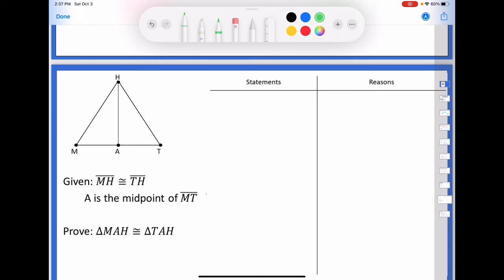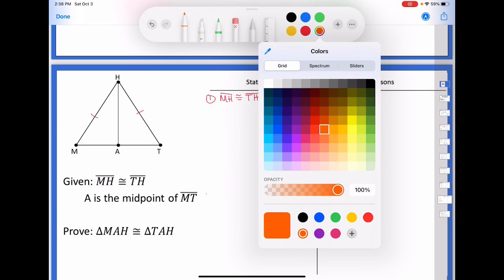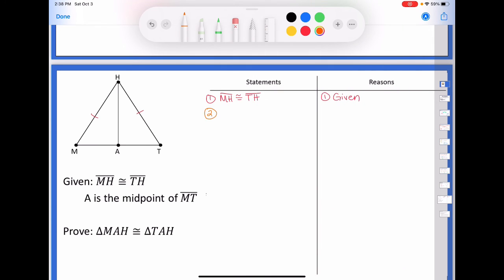And we're going to be very careful. We have to watch and see that our parts are lining up correctly. All right, so I'm going to start my proof with my givens. Segment MH is congruent to segment TH. Given. Okay, second given is A is the midpoint of segment MT.